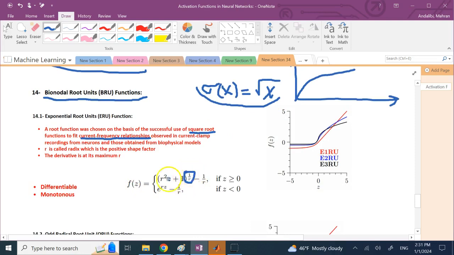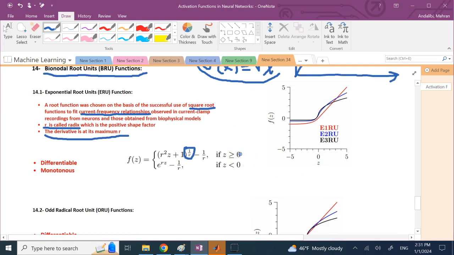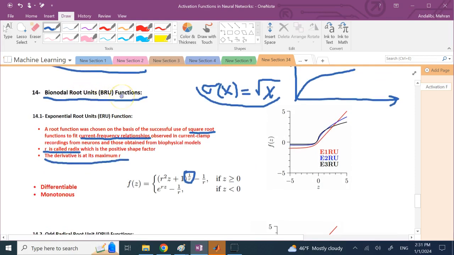As you can see, when R is 2, this is definitely the square root function, but R could be any other number. This R is called radix, and it's a shape factor. It's a positive shape factor. And at R, the derivative of the function is maximum.